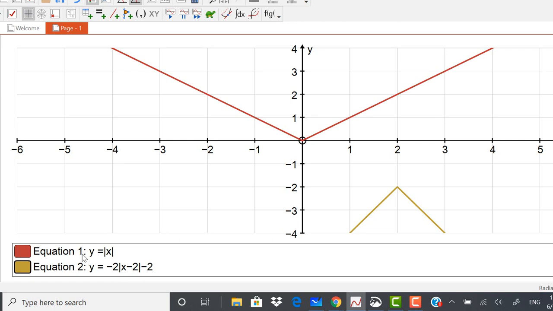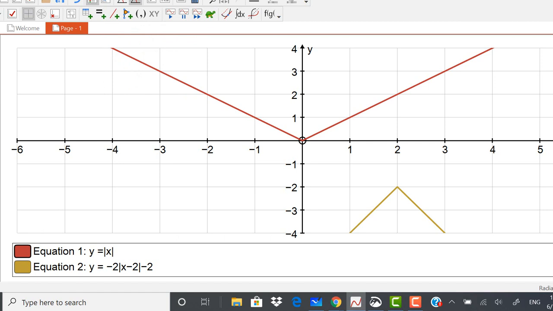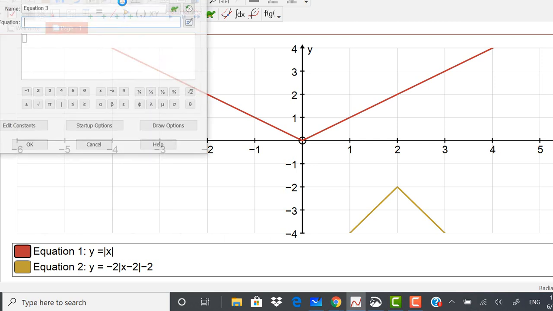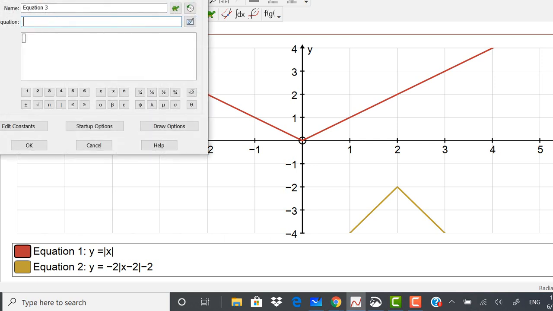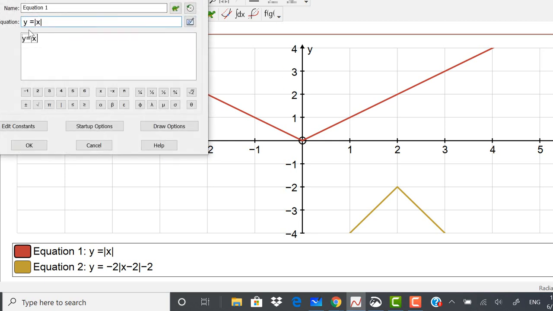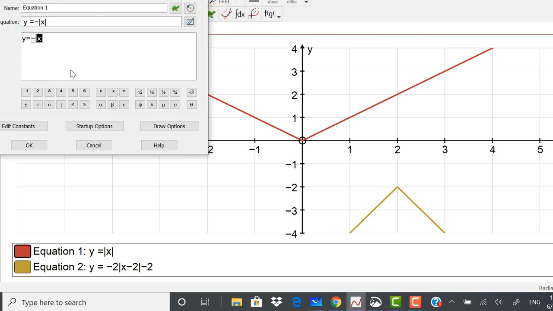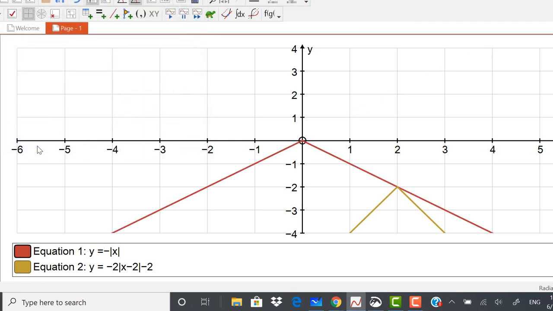So let's go ahead and try that in equation 1. So I'm going to click on equation 1. And I'm going to go ahead and edit that as well. Nope, not equation 3. Edit the equation. There we go. I'm going to go ahead and put the negative. Oops. Sorry, wrong button. Put the negative on the outside there and hit OK. And look at that. That also flips it over when it is on the outside of the absolute value.